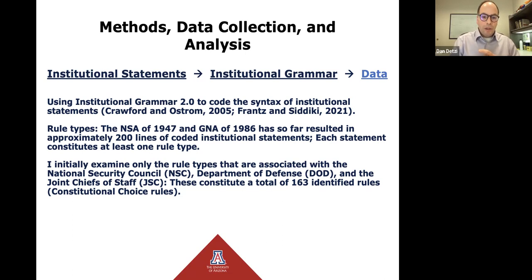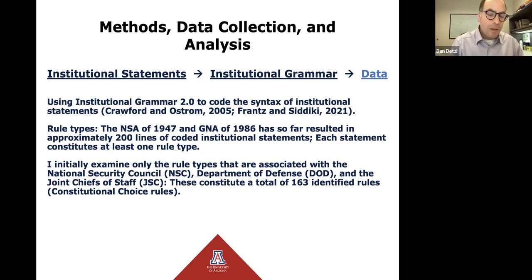And so far, I have about 200 lines of coded institutional statements, just looking at the National Security Council, the Joint Chiefs of Staff, and the Department of Defense. There's many more in there that I've coded, but this is what I've used just for this initial look at the data.